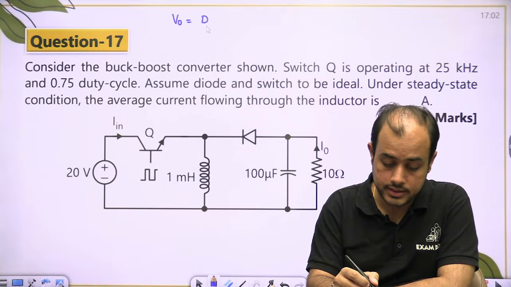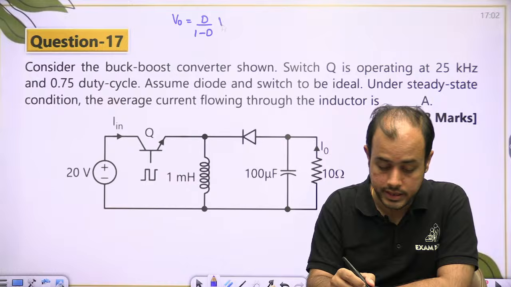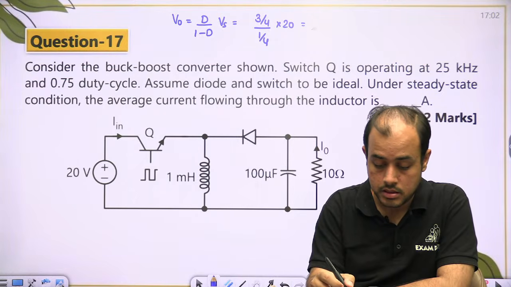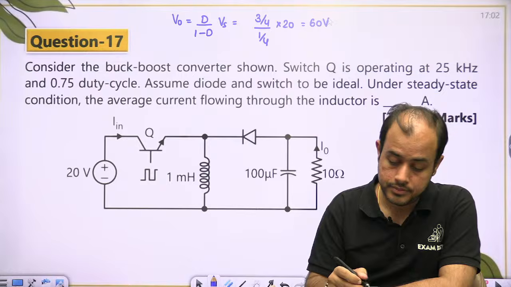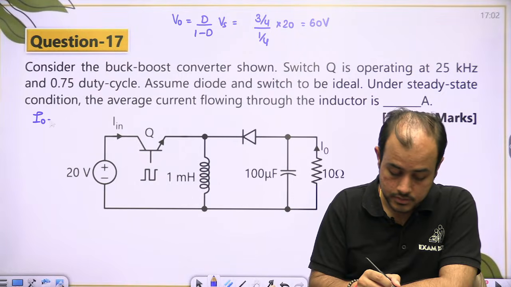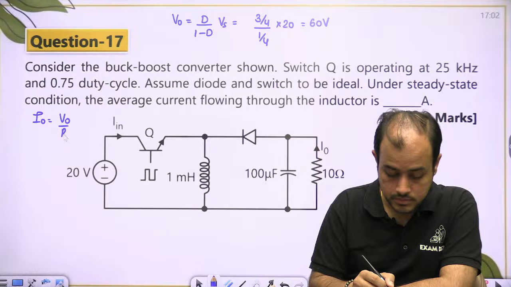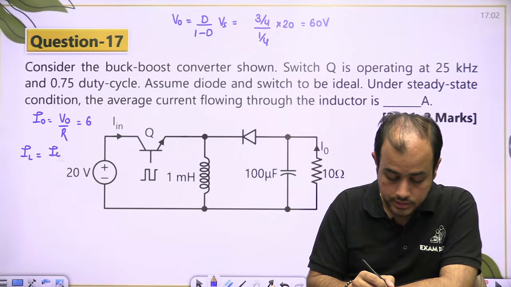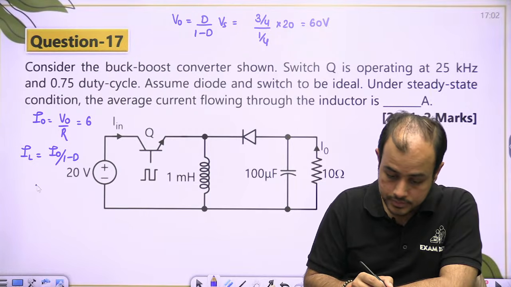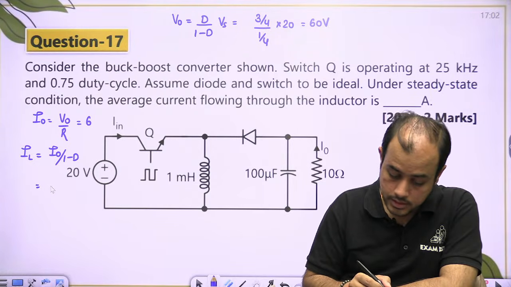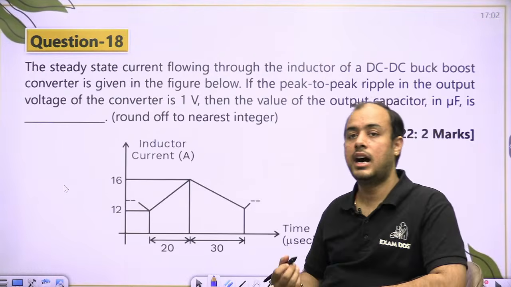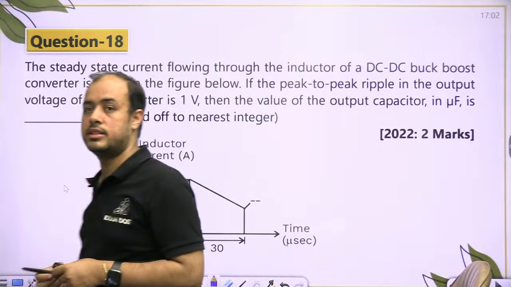So V naught is D upon 1 minus D, Vs. 60 volt. Now this is a buck boost converter. 24 ampere. See how easy it is to get 2 marks in such questions.